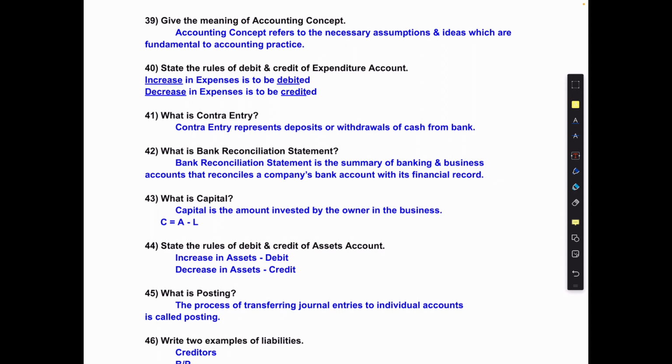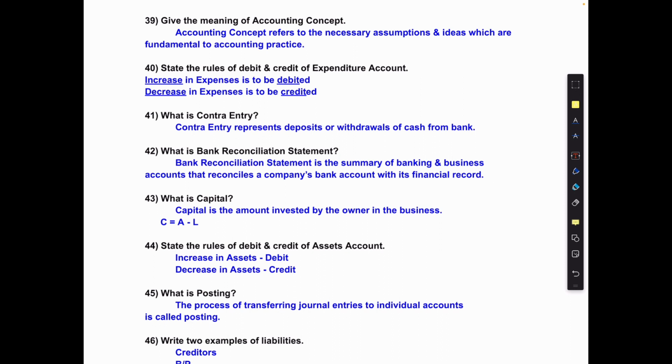Question number 40. State the rules of debit and credit of expenditure account. In expenditure account, what we do? Increase in expenses is to be debited and decrease in expenses is to be credited.